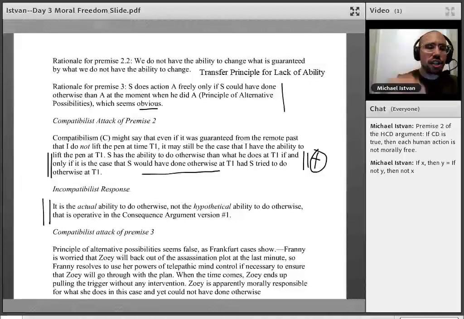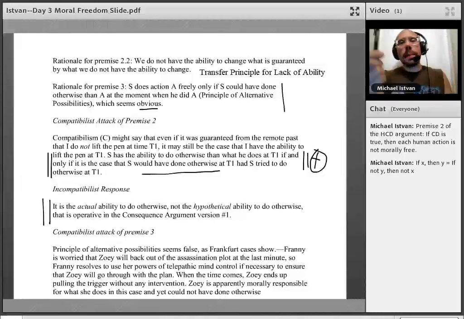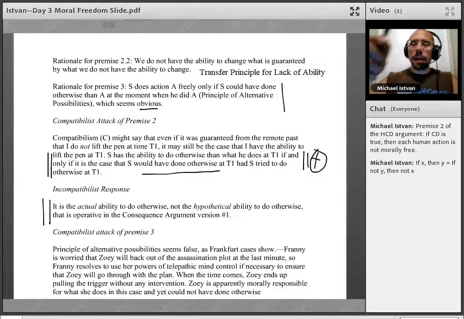But it is the factual, the actual ability to do otherwise, not the hypothetical, or as I say on the slide, the counterfactual ability to do otherwise, that is operative in the consequence argument. So let's put it back in the pen case. The compatibilist is saying that even if it's been guaranteed by the remote past that I don't lift the pen right now at time 1, I still had the ability to lift the pen, if it's the case that I would have lifted it had I tried, okay?